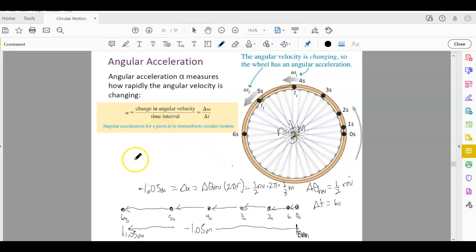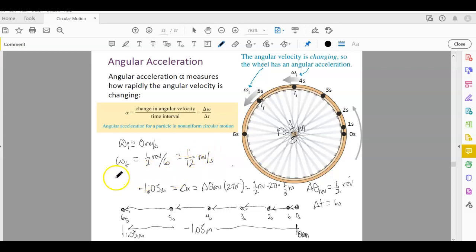Now, if we said it started out with an initial rotation of 0 revolutions per second, well, now we know that it's sped up to a half revolution in 6 seconds. So omega final would be a half revolution divided by 6 seconds. So it's rotating at basically 1/12 of a revolution per second, or 1 revolution every 12 seconds. You can see it that way.